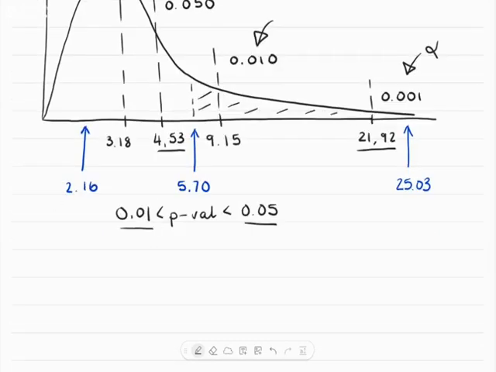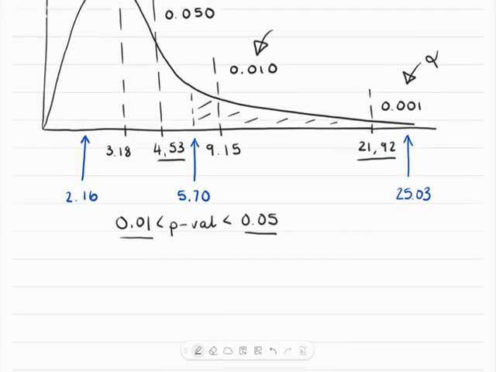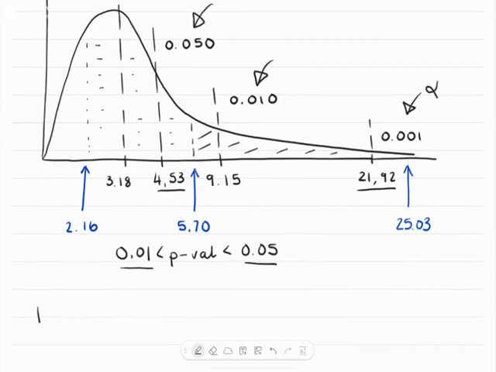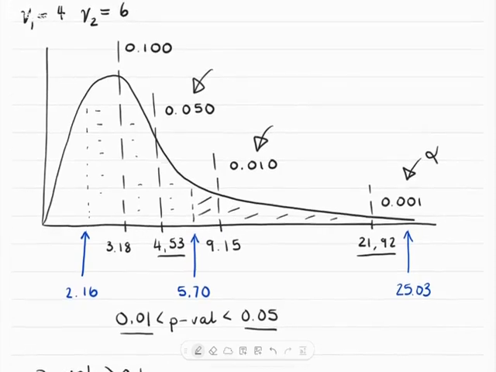So what about the 2.16? If you want the area to the right of 2.16, you're not going to find it, but you know that it's less than 3.18. So if you want the area to the right of 2.16, everything that side, I can immediately see that that area is bigger than 0.1. So I'm going to give my p-value as being bigger than 0.1. That's as much as I can say from this.